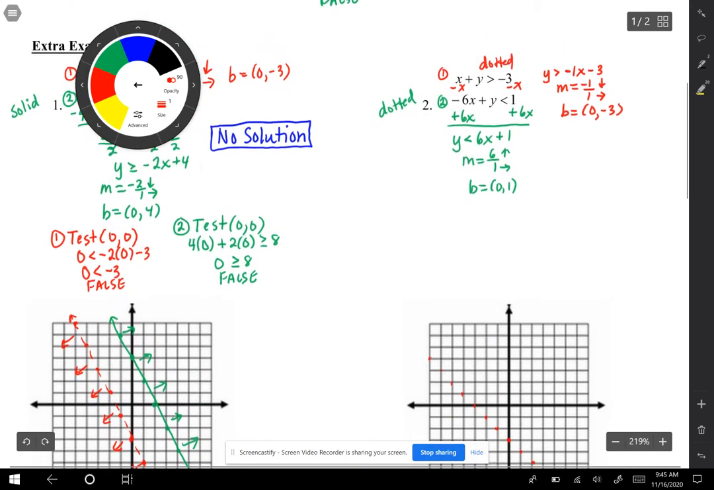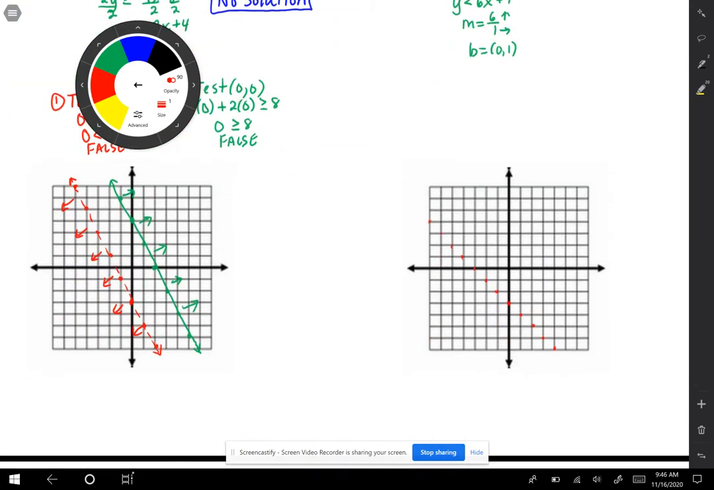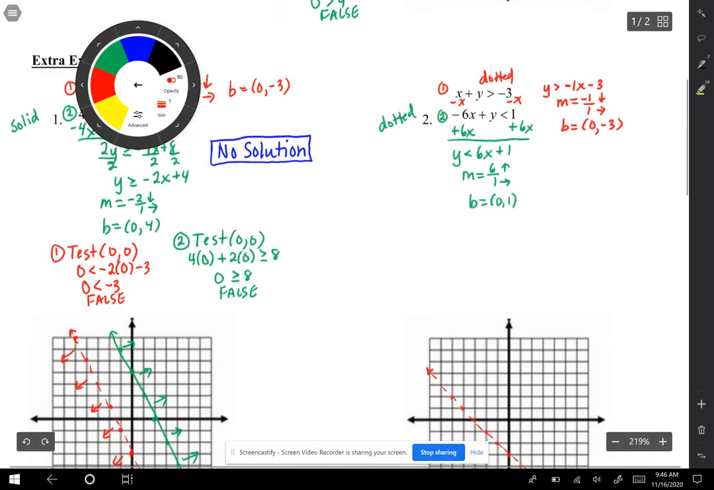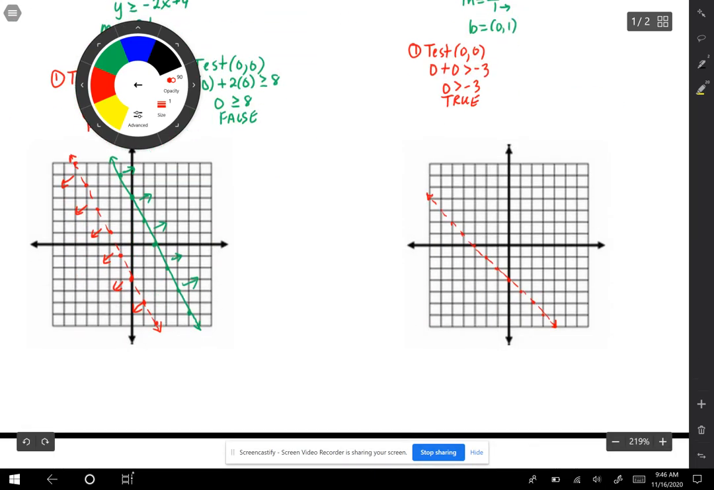And that one we connect with a dotted line. I guess both of them are dotted. Let's test 0, 0. So test 0 plus 0 greater than negative 3. 0 is greater than negative 3. That is true. So 0, 0 is true. So just point to the 0, 0 region, the true region.